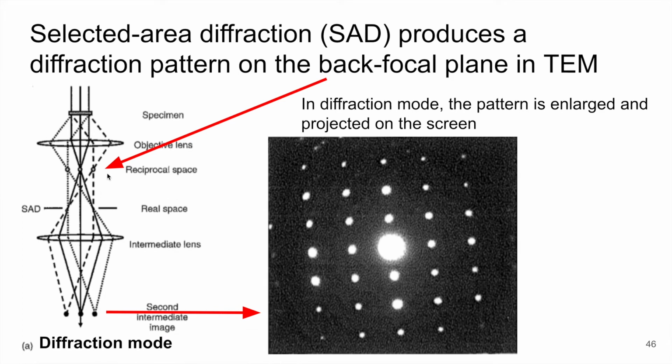And so that's what we're doing. We're magnifying this reciprocal space lattice on this back focal plane of the TEM. And so that's why we're able to see it on the image. So we basically configure it slightly differently such that we're producing this diffraction pattern on the back focal plane.